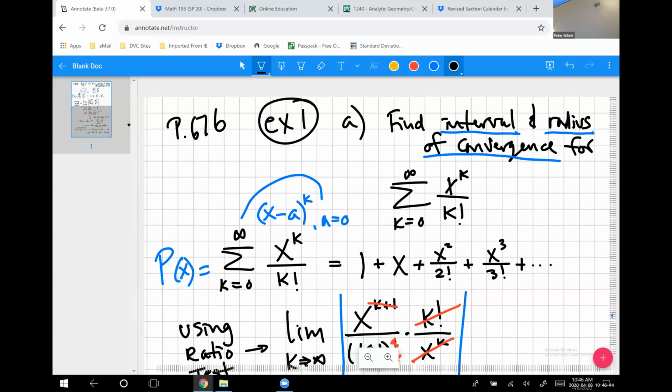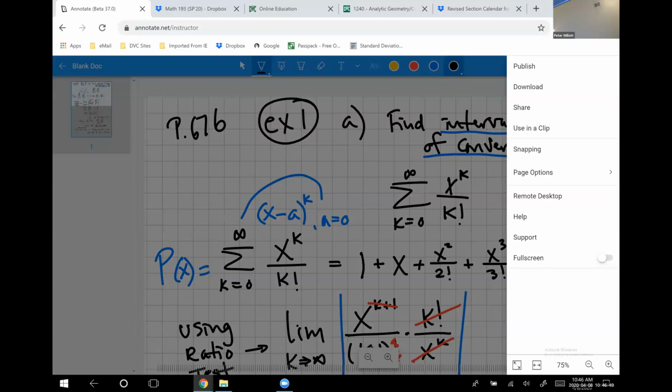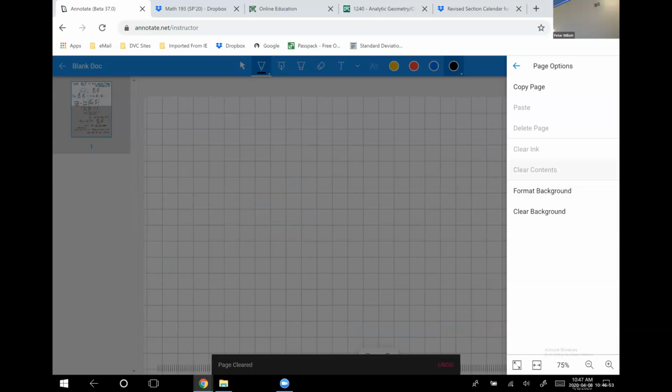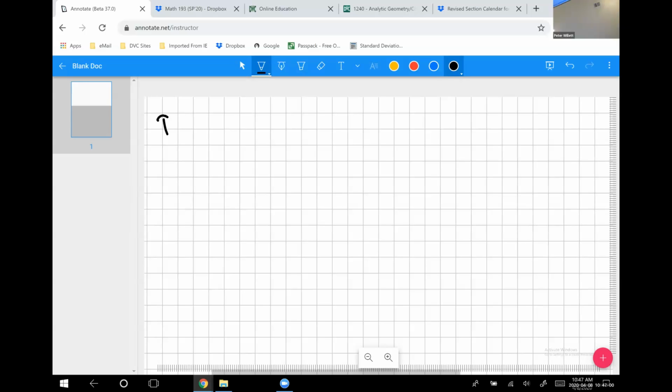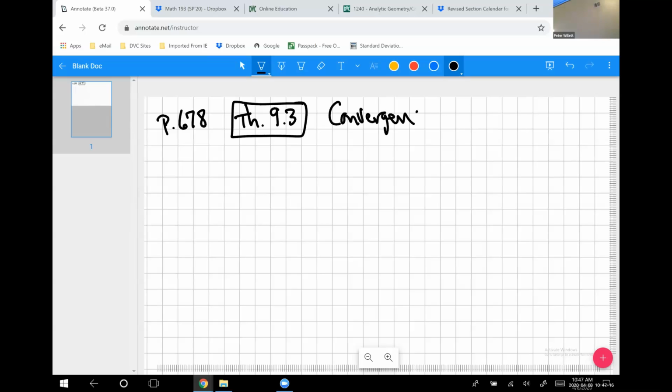Okay, so let's look at this idea of the radius of convergence. There's a theorem that's going to help us put this stuff together. After they do a couple of examples for you, we have page 678, theorem 9.3. That discusses the convergence of power series.